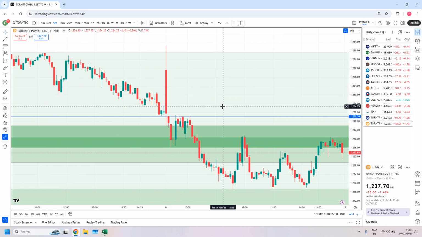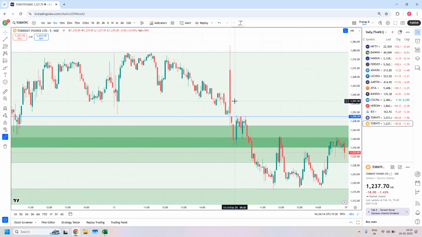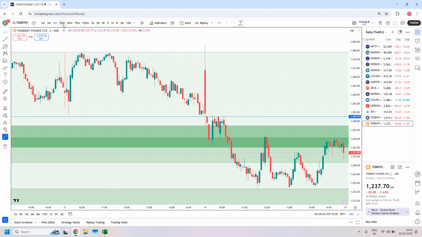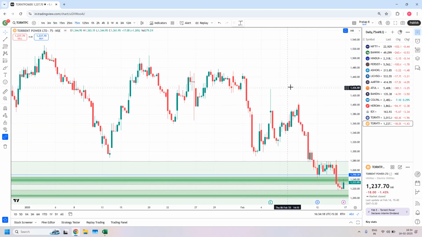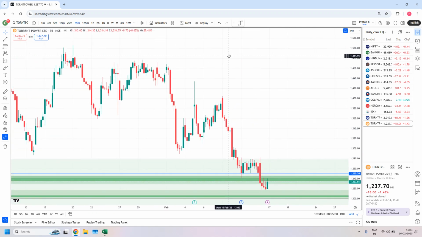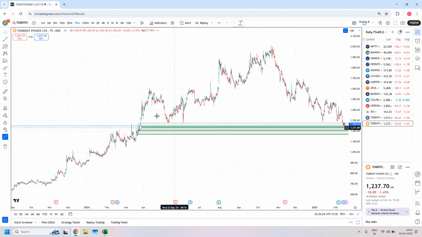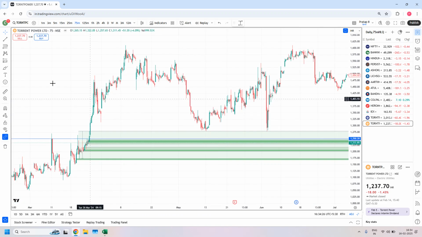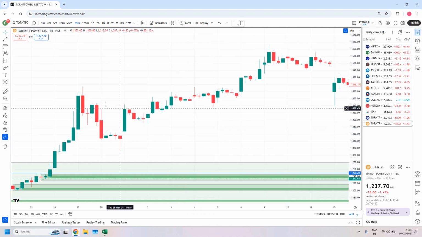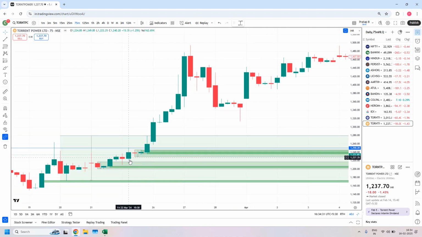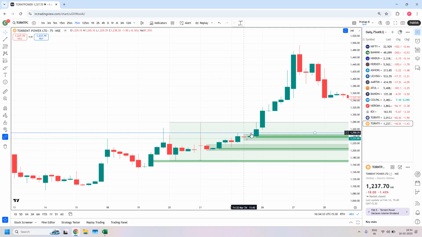Something wrong here. Okay, sorry. This is the 75-minute zone. This 75-minute zone, this is the high liquidity zone. This rally base rally is the 75-minute zone, high liquidity.